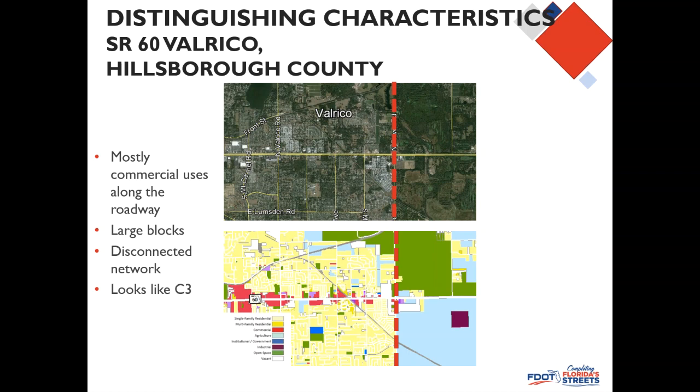How about on the right side? That looks different. We can see from the land use map and from the Google aerial that this is mostly agricultural and open space. We can see that there is almost no roadway network. It's extremely sparse. This is making us think this looks like C2 rural in this location. So we have some distinguishing characteristics laid out there. That's the first part of it.